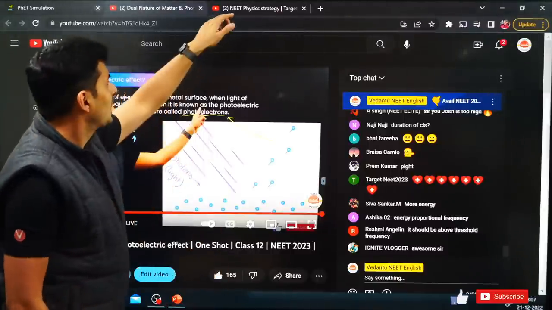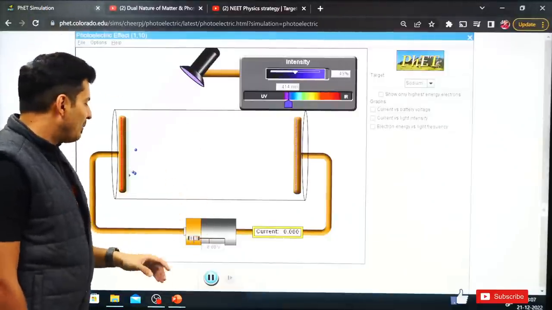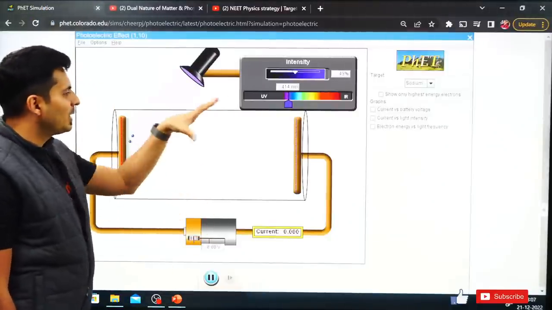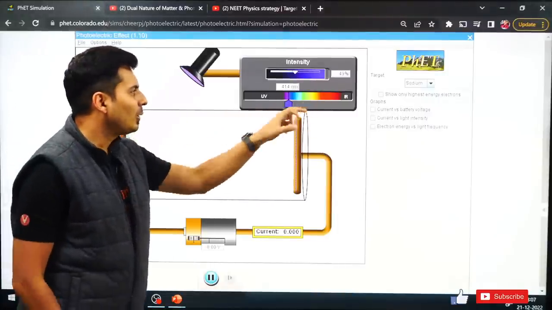Now, I'm going to show you this simulation as well, where there will be a battery, a surface, a tube, and light falling. I can change the color of light as well.